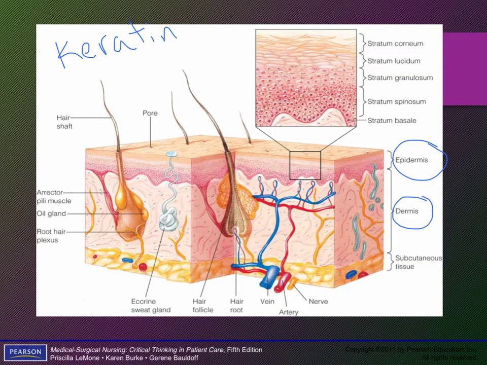So when we talk about the dermis, it regulates body temperature by dilating and constricting the capillaries. It also transmits messages via nerve endings to the central nervous system. The other thing is we want to know what is located in the dermis. That is your hair follicles, your sebaceous glands, and your sweat glands.